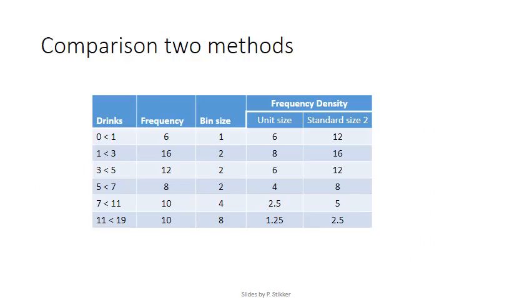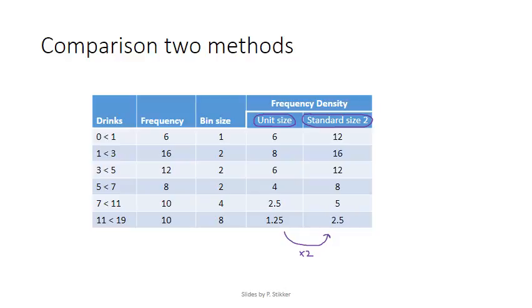We see now two methods to calculate frequency densities. One is to use the unit size, which is actually a standard size of 1, and the other one is to use anything else as a standard size, and in this example I've used 2. Notice that the results are actually simply a multiplication of each other. So if you take the unit size and multiply it by the standard size used, you actually get the frequency densities using that standard bin size.